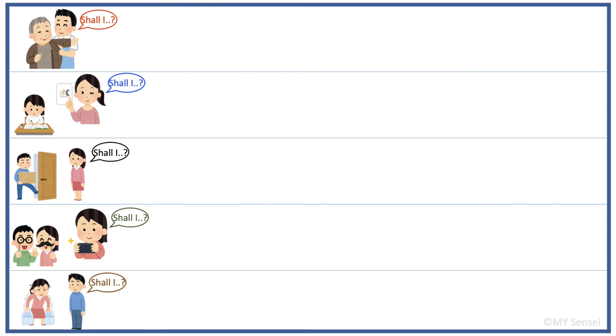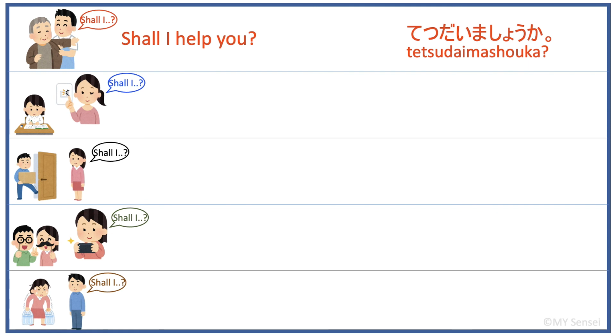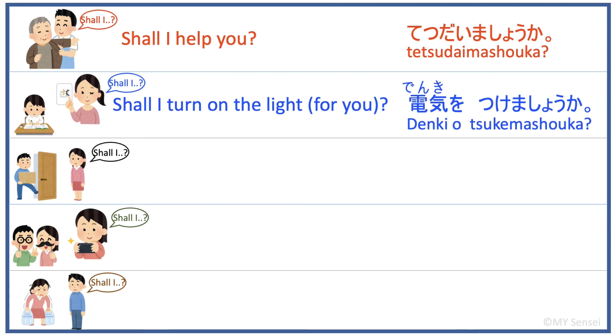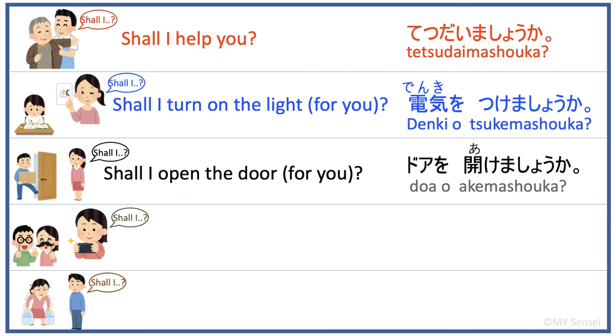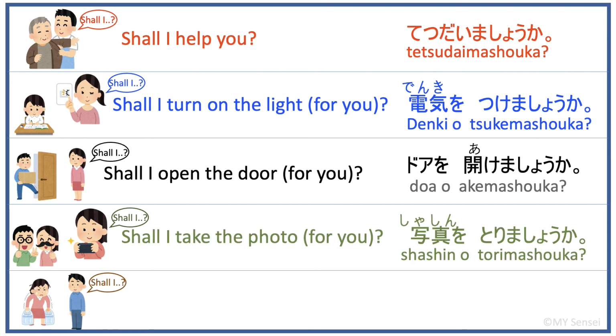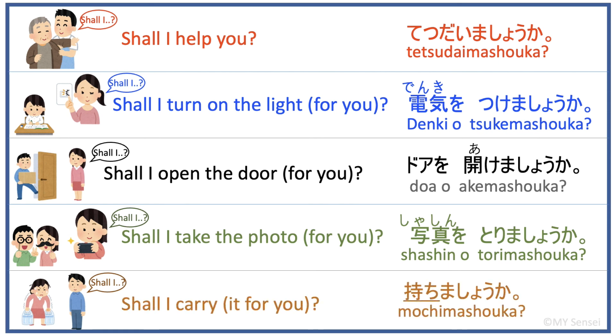Here, please find 5 expressions that you can use to offer your assistance. Shall I help you? 手伝いましょうか? Shall I turn on the light for you? 電気をつけましょうか? Shall I open the door for you? ドアを開けましょうか? Shall I take the photo for you? 写真を撮りましょうか? Shall I carry it for you? 持ちましょうか?